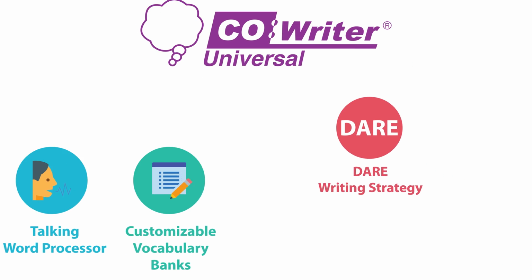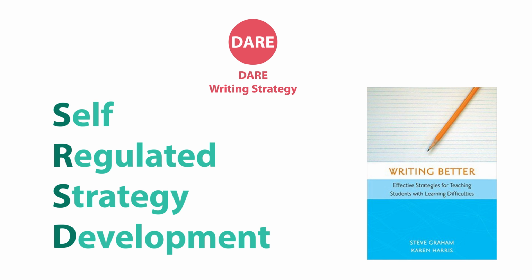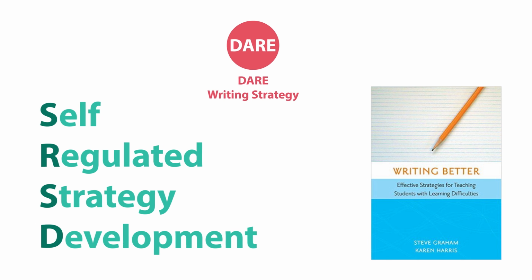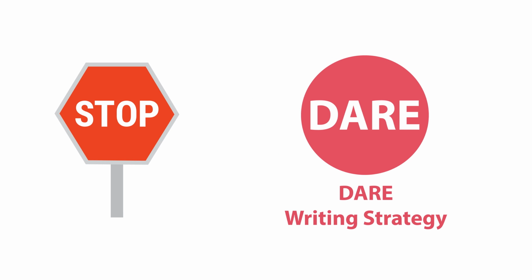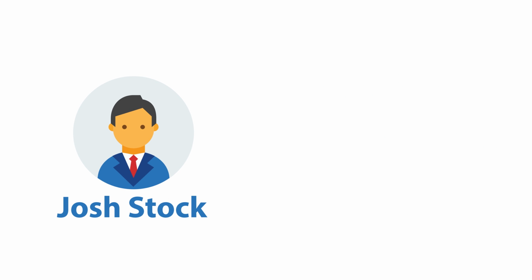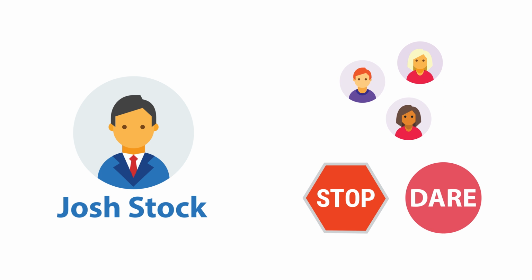DARE is a strategy used frequently with the Self-Regulated Strategy Development, or SRSD, model by Stephen Graham and Karen Harris. DARE is a writing composition strategy that pairs well with the brainstorming strategy STOP. In this video, middle school language arts teacher Josh Stock will share how his students take the outline that they developed with the STOP strategy to write an essay using DARE.